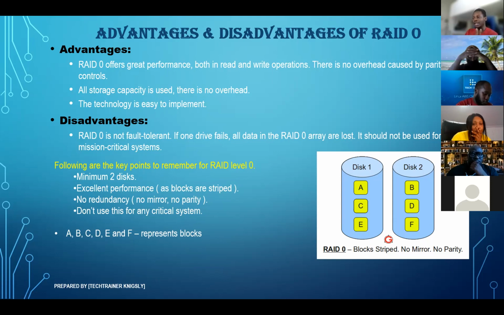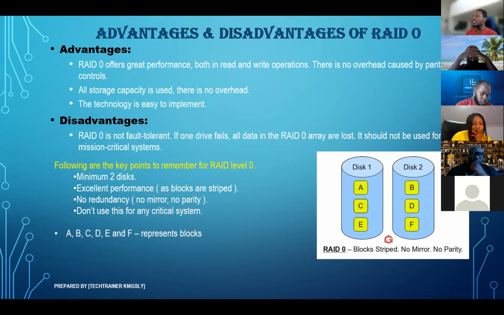All of them have their own key points. Minimum of 2 disks, as I said earlier. Excellent performance as the blocks are striped. It has no redundancy, as I remember I told you guys earlier. We're going to get into redundancy. It has no mirroring, no parity.